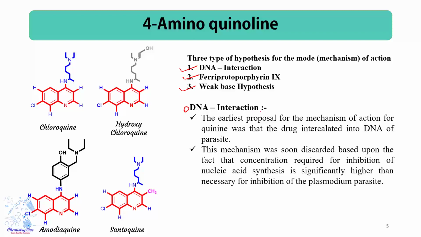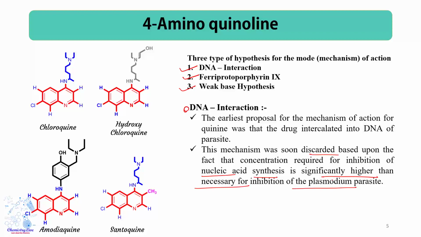First, let's look at DNA interaction. So what is DNA interaction? The earliest proposal for the mechanism of action of quinine suggested that the drug intercalated into the DNA of the parasites. So the drug intercalates with the DNA of the parasite, and when it does, it kills the parasite. This mechanism was soon discarded, but why? The reason is that the concentration required for the inhibition of nucleic acid synthesis is significantly higher than that necessary for the inhibition of the Plasmodium parasite.